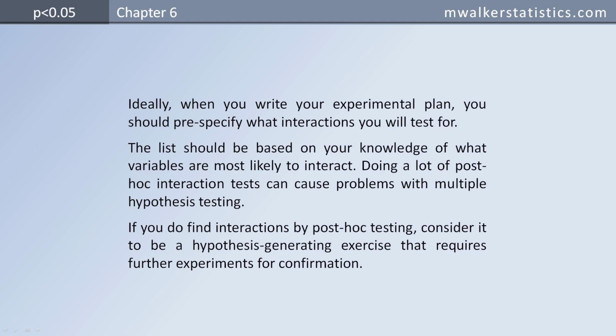Ideally, when you write your experimental plan, you should pre-specify what interactions you will test for. The list should be based on your knowledge of what variables are most likely to interact. Doing a lot of post-hoc interaction tests can cause problems with multiple hypothesis testing. If you do find interactions by post-hoc testing, consider it to be a hypothesis-generating exercise that requires further experiments for confirmation.